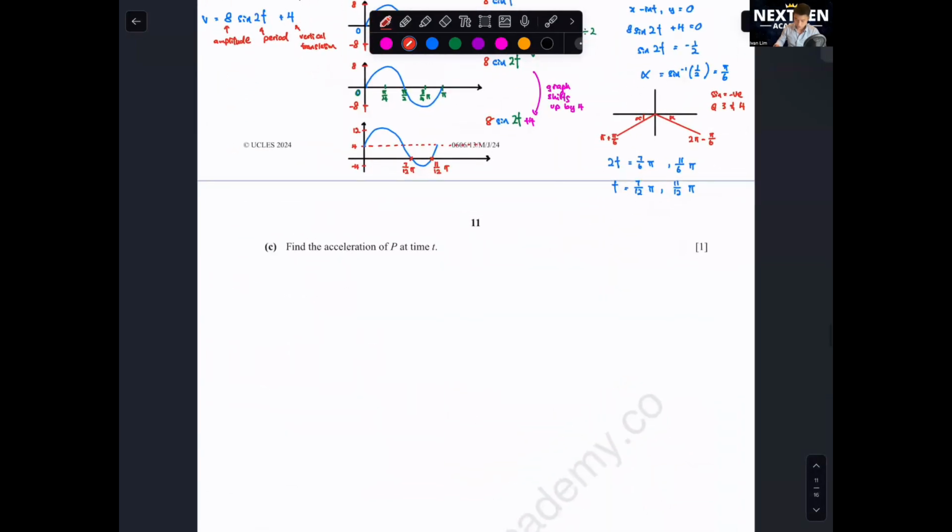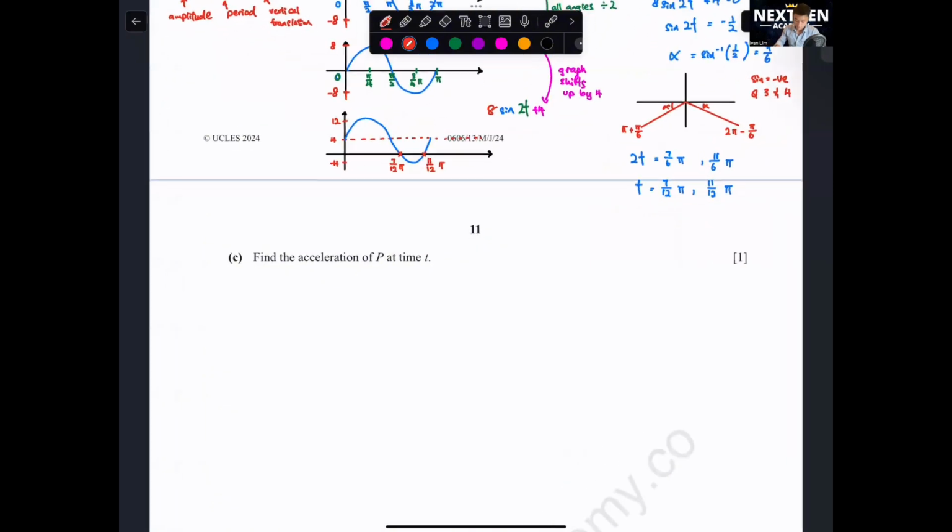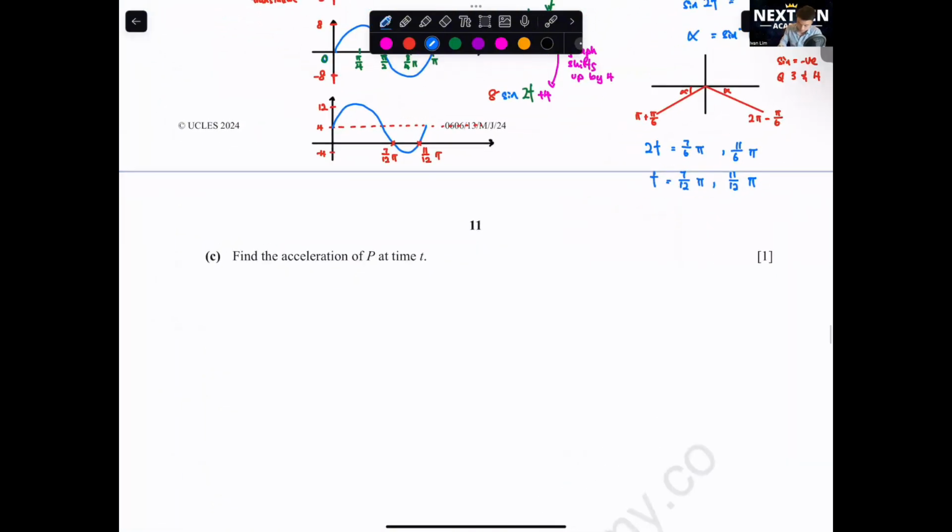Let's go to question C. Find the acceleration of P at time t. Acceleration is dv over dt. Go and differentiate your v. What was v just now? Wait, I put it like that. v equals 8 sine 2t plus 4.